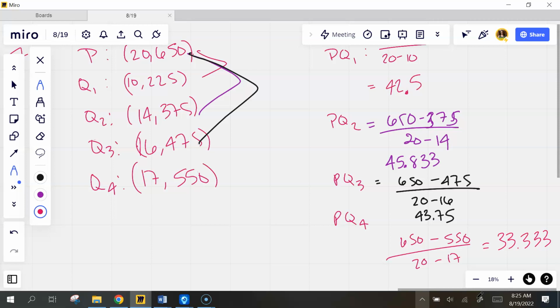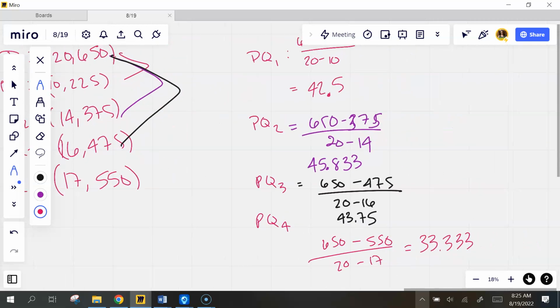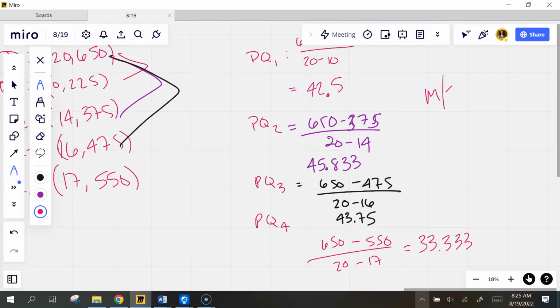Remember, these are slopes, and I asked you what the appropriate unit for the slope was. What do you think? Meters per second. That's exactly right. How'd you come up with that? That's exactly right. I'm doing y's up top, that's meters. I'm doing x on the bottom, that's seconds. So it's meters per second. Estimate the velocity at point P.